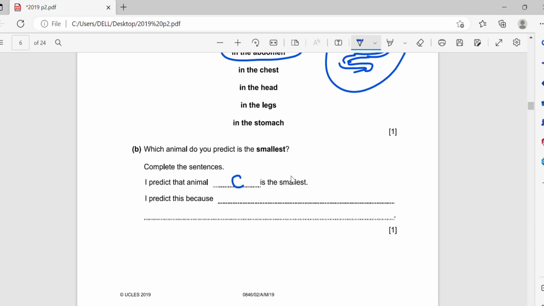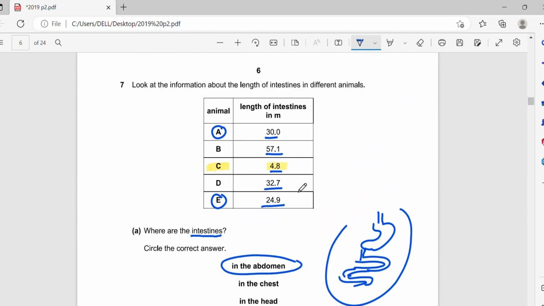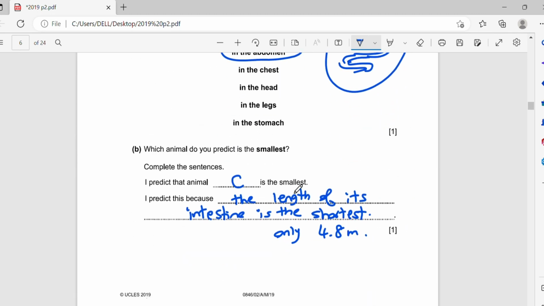Why? Because the length of its intestine is the shortest. Okay, which is only 4.8 meters. يبقى عندي for animal C, it has the shortest length of the intestine. يبقى it is the smallest animal.